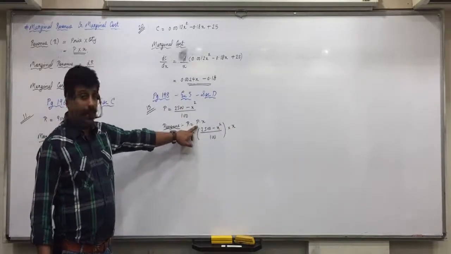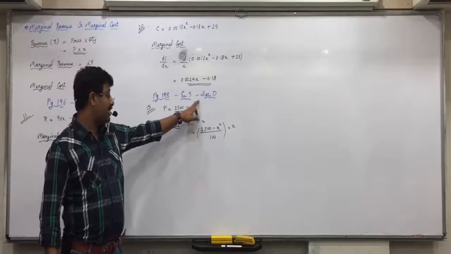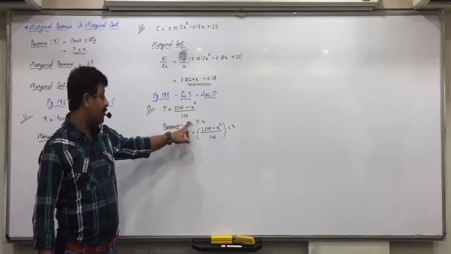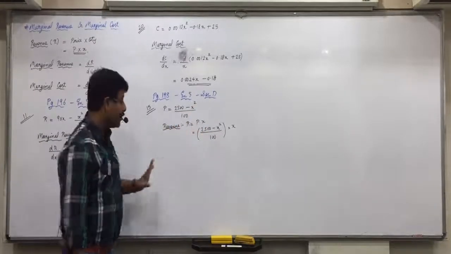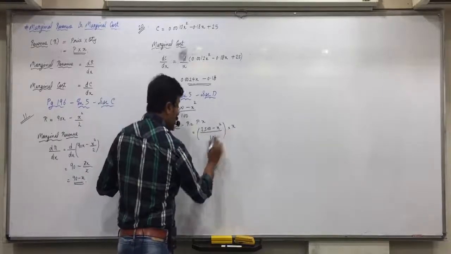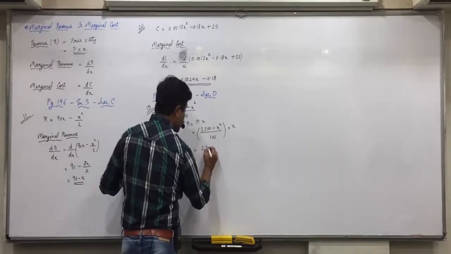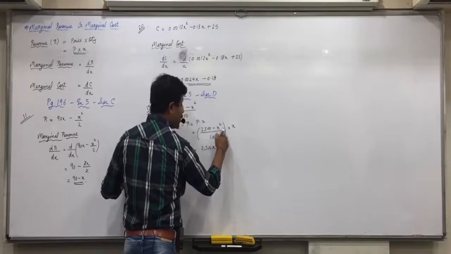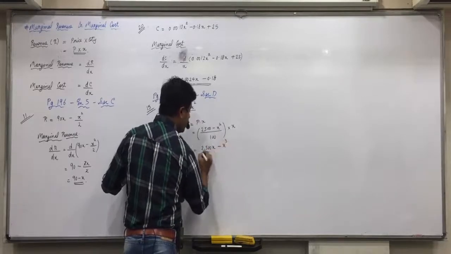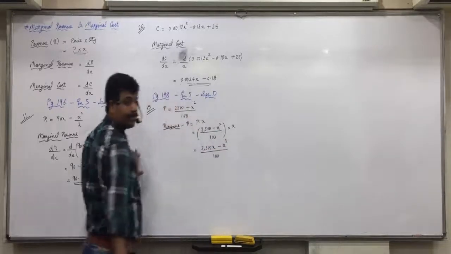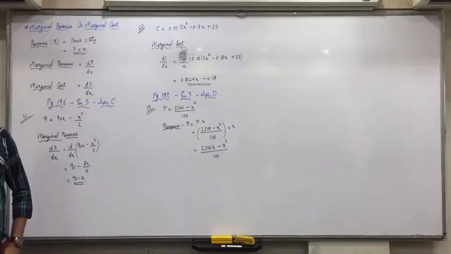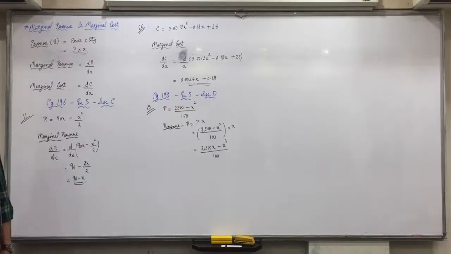In place of P, 2500 minus x square upon 100 and multiplied with x. 2500 into x, 2500x, x square into x, x cube upon 100. Any confusion in this? 2500x minus x cube divided by 100. This is the revenue function.